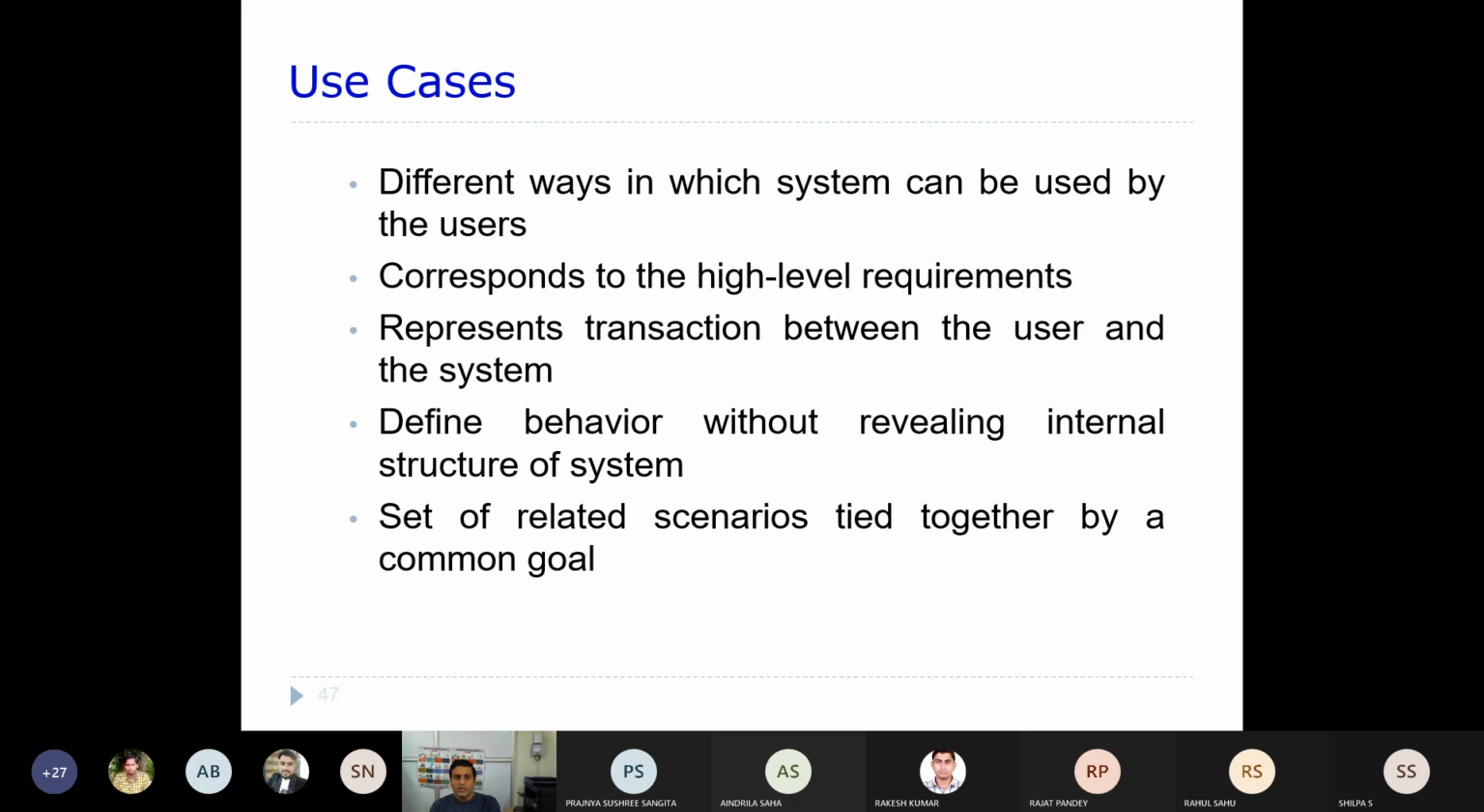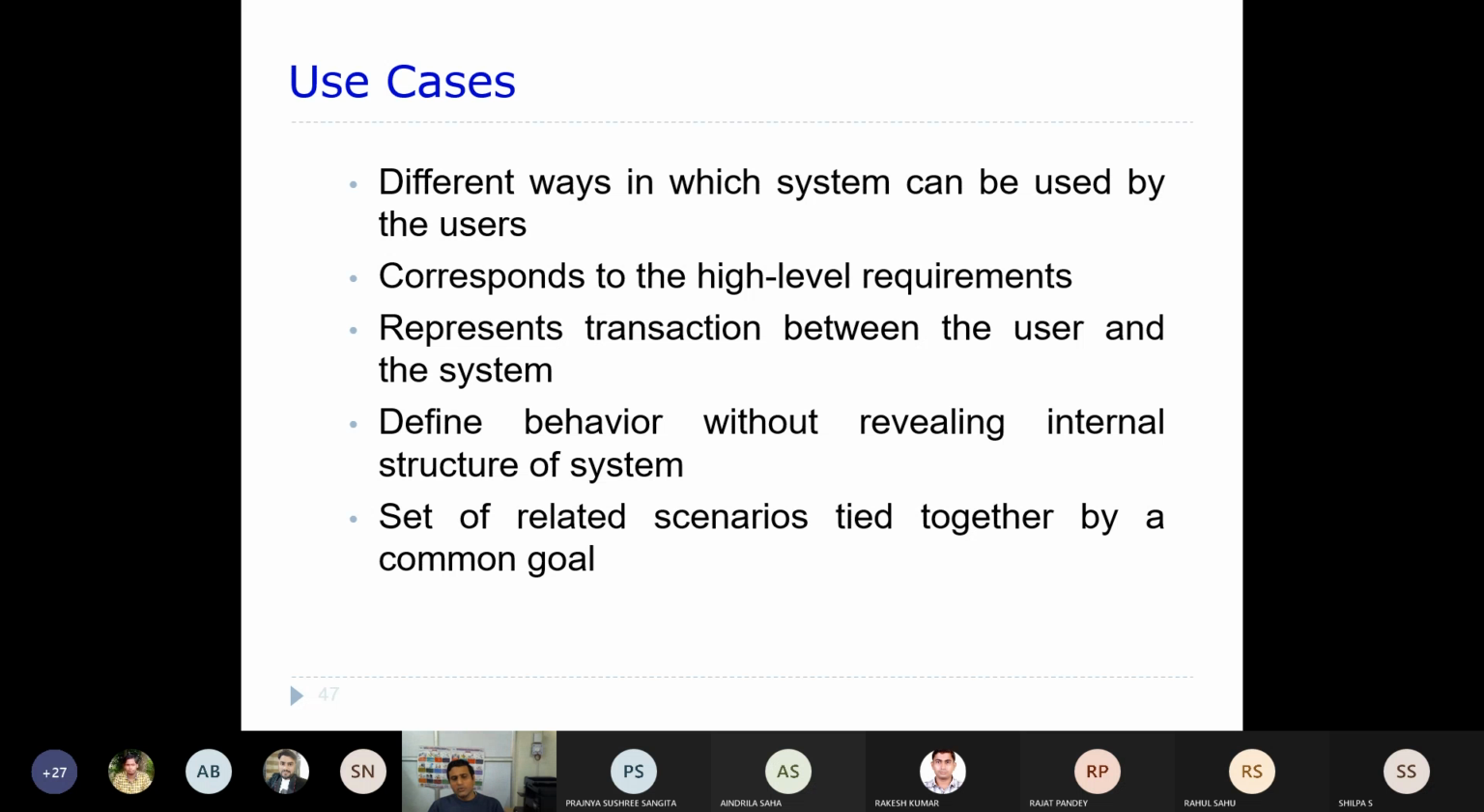Define behavior without revealing the internal structure of the system. That means at this point of time we do not care about, and are not talking about, the internal structure of that particular system. How the withdrawal will be done, how the cash transfer will be done, those things are not talked about. We define only the behavior, without giving any internal details of that behavior. A use case is a set of related scenarios tied together by a common goal.